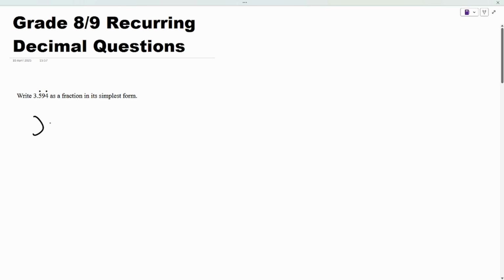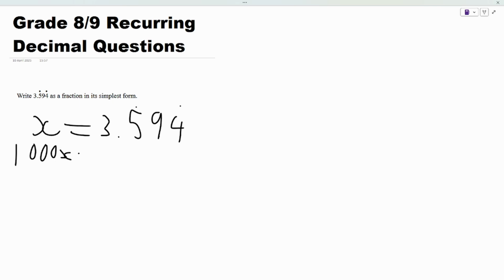So for the first one, x equals 3.594 recurring. Again, like previous questions, I would make sure that the factor I times this by is 10, so that it lines up again with 594 as the decimal. So that's going to be 1000x, as I need to times this by 1000 to get back to that same repetition. So it's going to be 3594.594. Then we take those away. 1000x minus x is 999x.